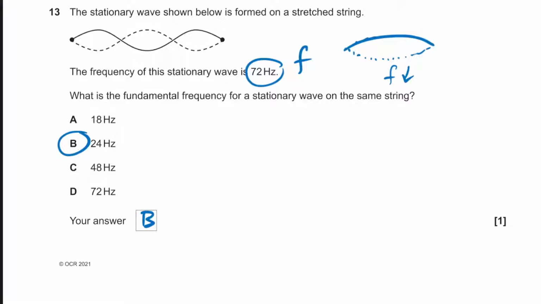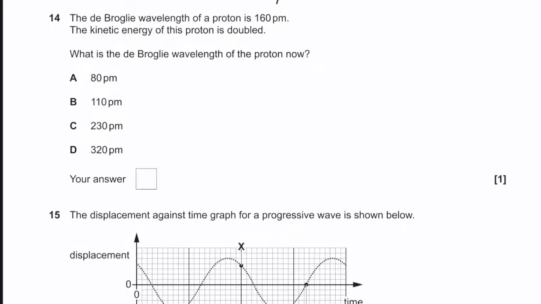Another nice easy one. What a lovely paper so far. 14, de Broglie wavelength of a proton is that many picometers. The kinetic energy of the proton is doubled. Okay, right, not an easy one. Here we go. So we know de Broglie wavelength is equal to h over mv, in other words, h over momentum.